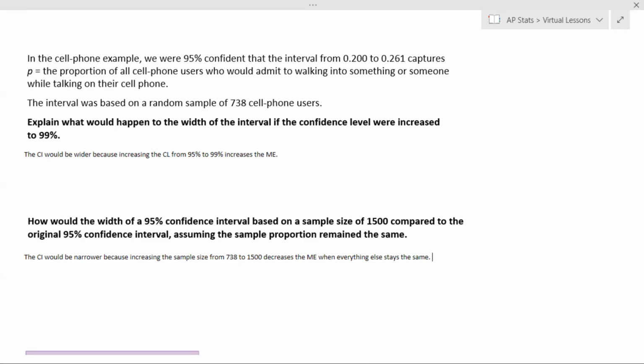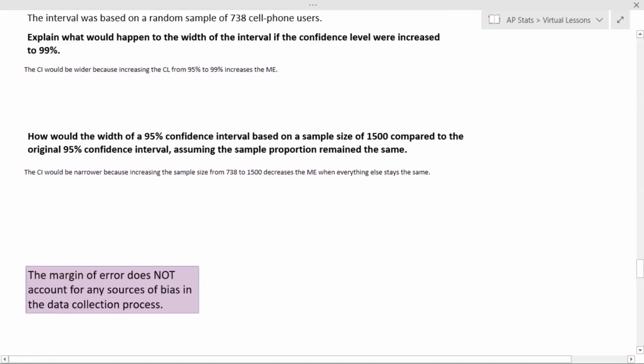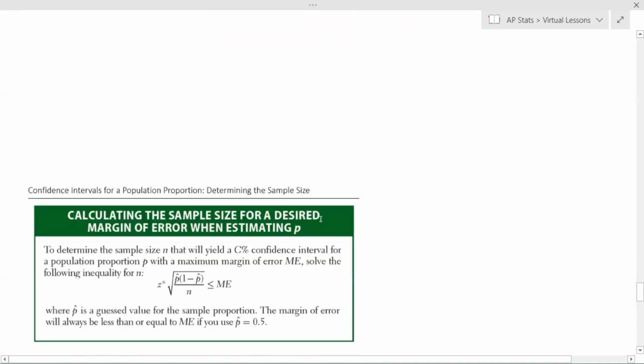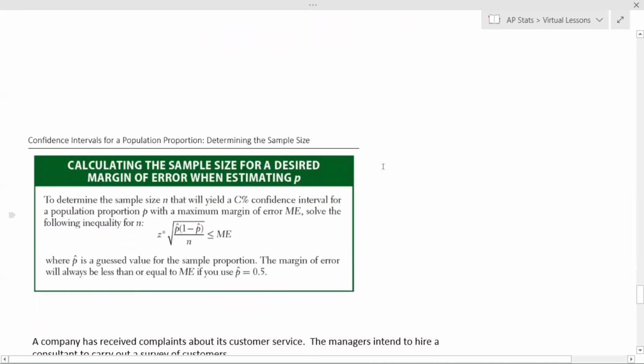Okay? All right. But we do have to be careful about the fact that margin of error does not account for any sources of bias in our data collection. So we can make the sample as big as we want to try to reduce the margin of error to make it infinitesimally small. But if there's bias in your sample, it doesn't matter. The margin of error can't make up for the bias. So given that, we want to talk about determining what sample size we should use.